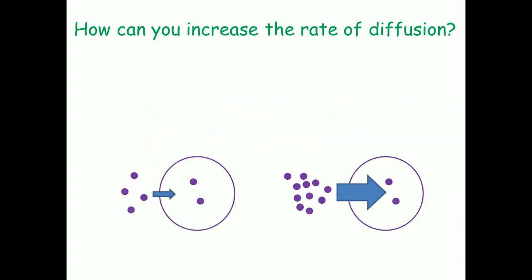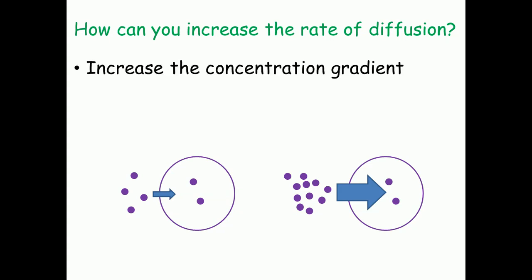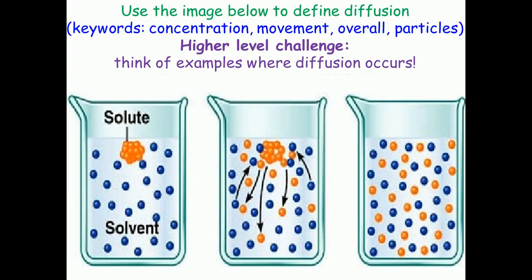So how could you increase the rate of diffusion? There are 3 different methods that you need to know about. Here in this example, you can see on the right side there is a bigger difference in concentration. So this means that you could increase the concentration gradient if you want to increase the rate of diffusion.